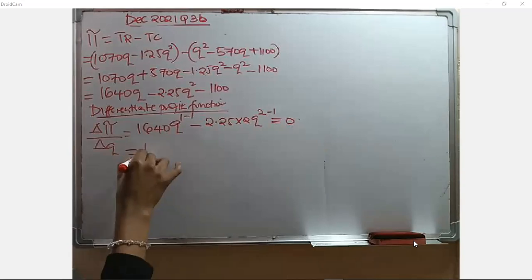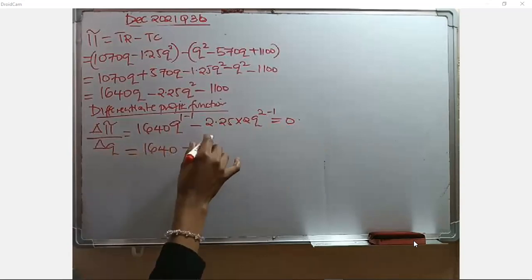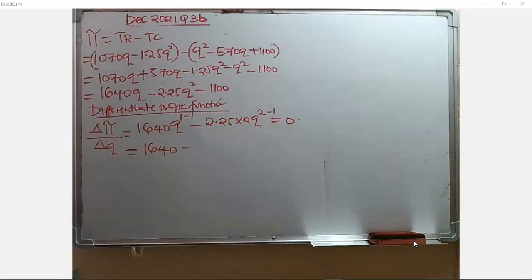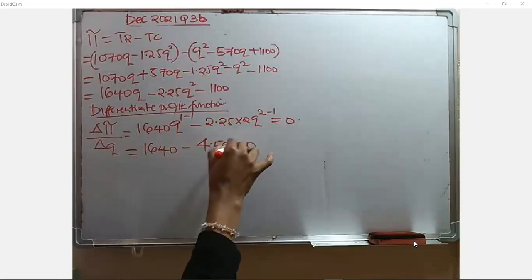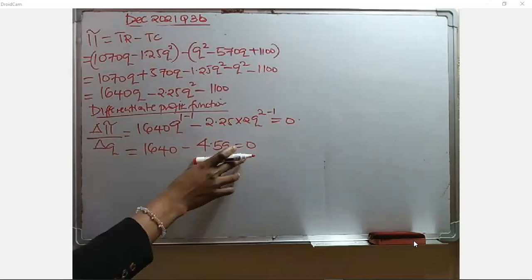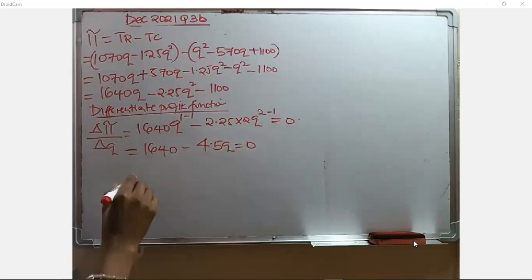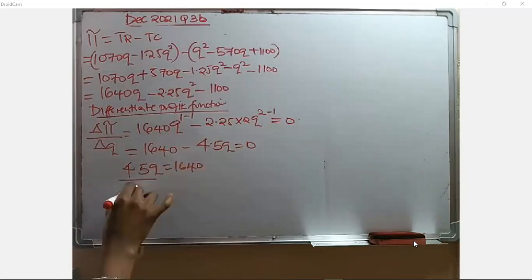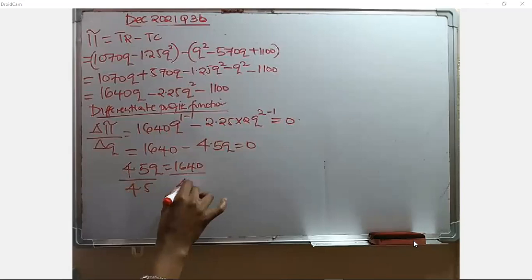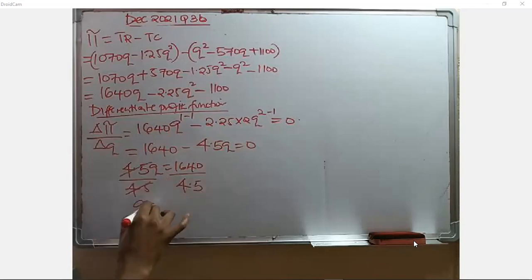In this case, it means 1640 minus 2.25 times 2, we are getting 4.5Q, which is equal to 0. Get the value of Q. I take the 4.5Q to the other side, so it is equal to 1640 divided by 4.5. How much is my Q? You're getting 364.4.